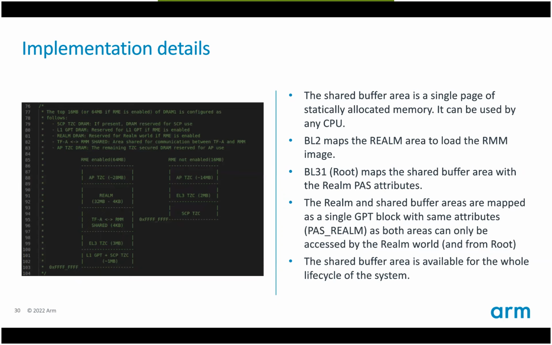The realm area that you see here is actually where TFA loads RMM to run, and the shared area is passed in register X3 during boot up, and is where the manifest is stored. So in the manifest, we will store any other information that we need, but RMM doesn't need to know where it starts, and the shared area space is passed in register X3.